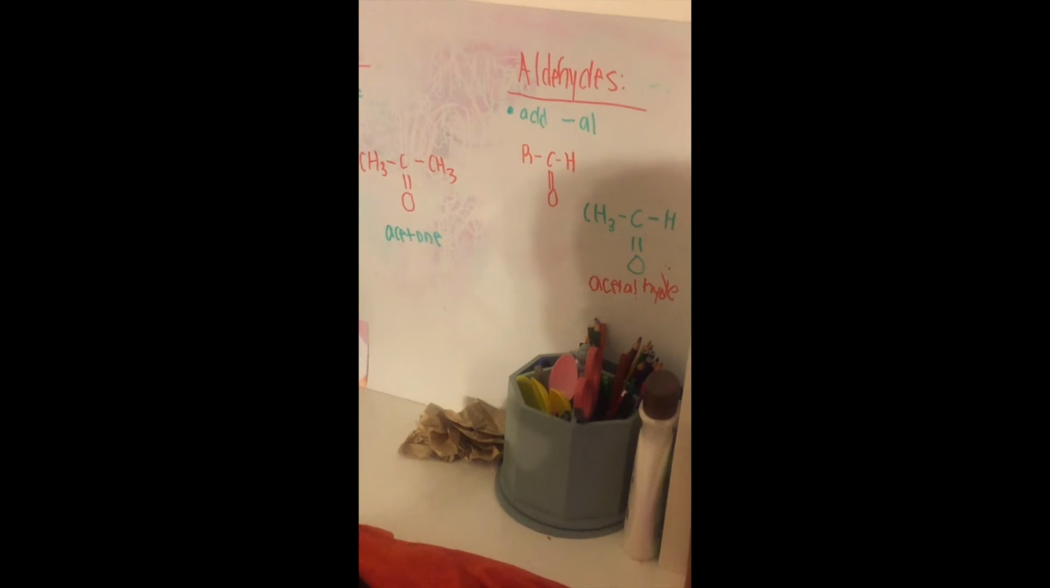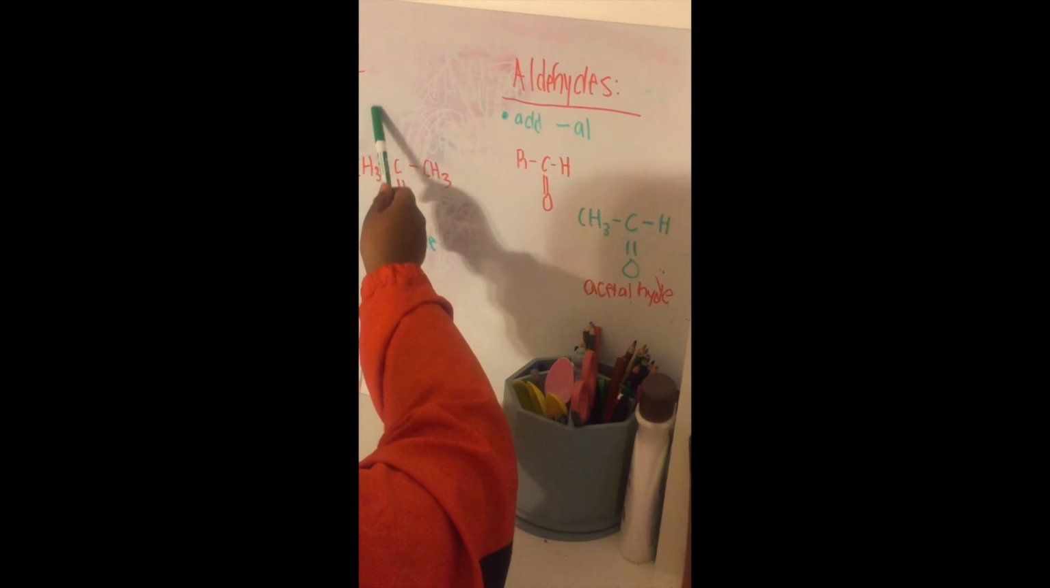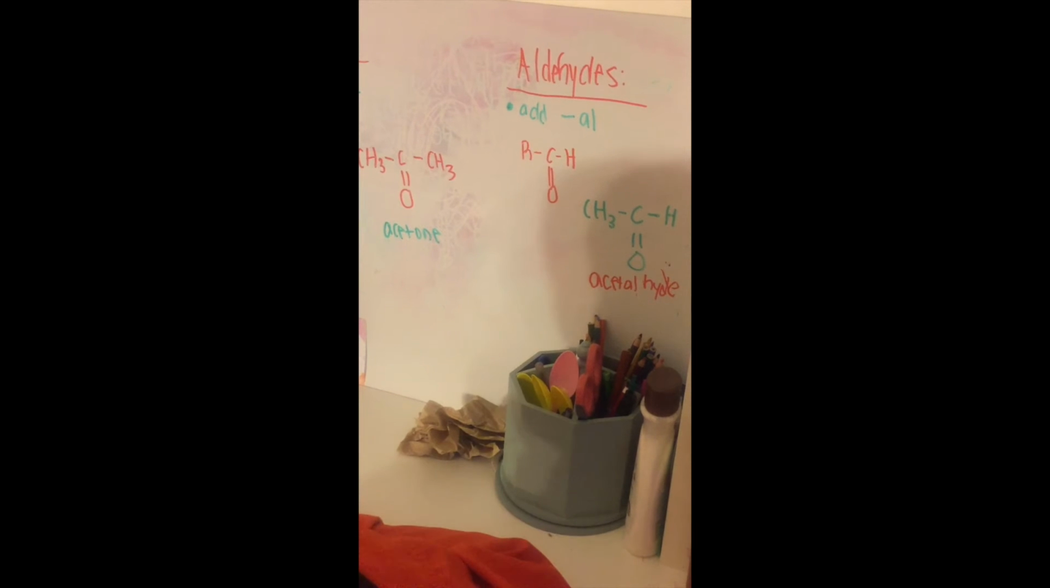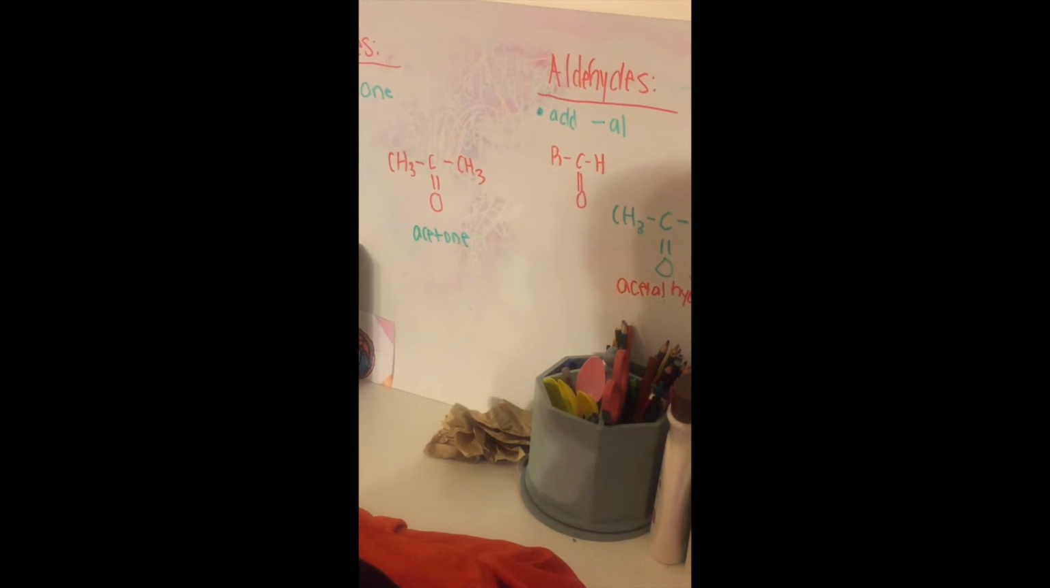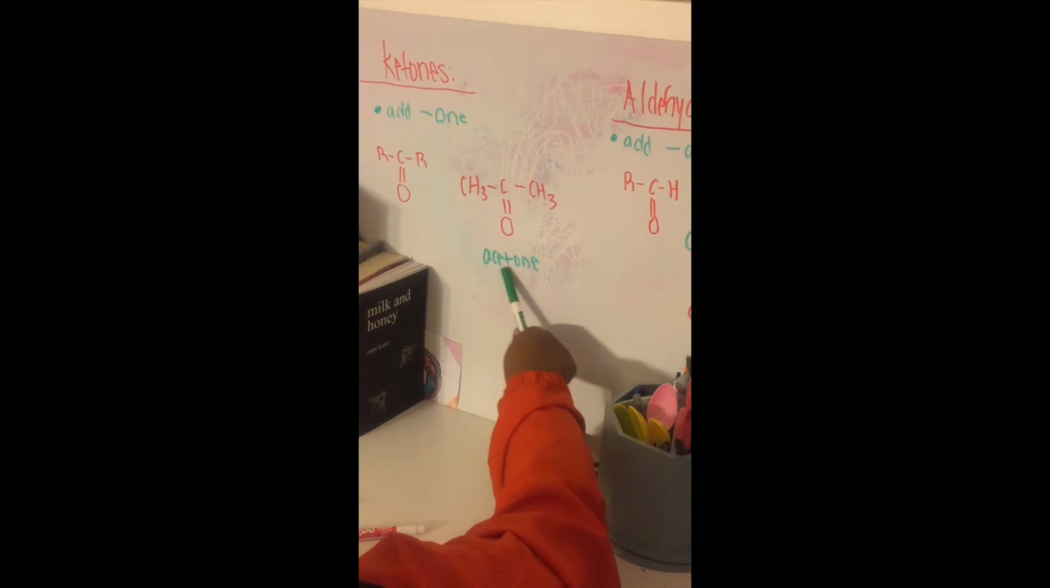And the same thing with ketones. You just take the e and you add one. So say you had propane, you take it out and you add one, giving propanone, which is also another simple name for acetone.